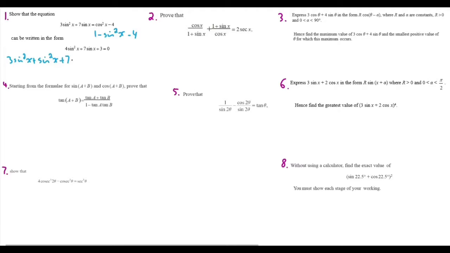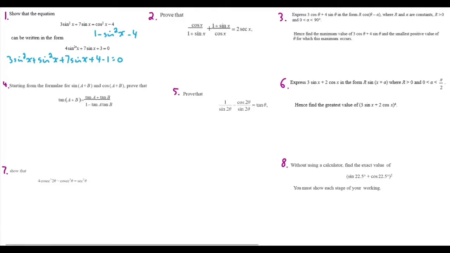Still got your plus 7 sine x, and then we'll have a plus 4 and a minus 1 equals 0. So 3 sine squared plus sine squared is 4 sine squared, 7 sine is still 7 sine, and 4 minus 1 gets us 3.